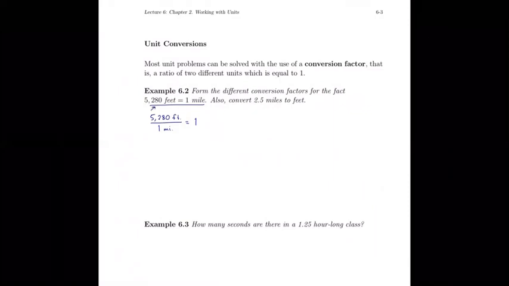We could also divide by 5,280 feet and get another conversion factor. If we do that, starting from up here again, dividing by 5,280 feet, on the left we'll have 1, since those are equal to each other. And on the right, we'll have 1 mile divided by 5,280 feet.